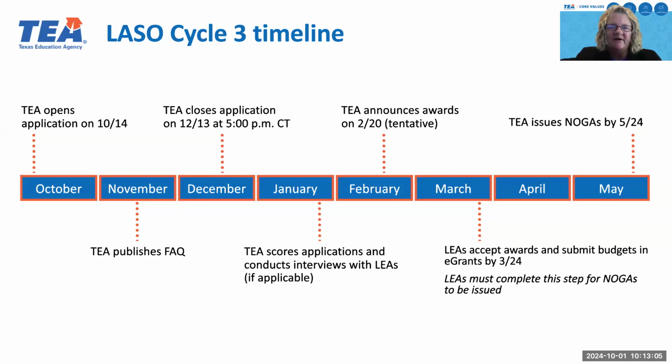Central Time. In January, TEA will score applications and conduct interviews with all of you if it's applicable and necessary to determine the award. In February, tentatively scheduled for February 20th, we will announce the awards for the LASO Cycle 3 Grant Award. You will have time to accept the award in eGrants, about 30 days, so we're saying by March 24th, and all directions will be given in your notice of award letter on how to process it. In addition, we'll have office hours that will guide you through the eGrants process. You must complete this before the notice of grant award is issued, and that time frame takes us between March and May. May 24th is when we anticipate the notices of grant award, affectionately known as NOGAs, will be disseminated.